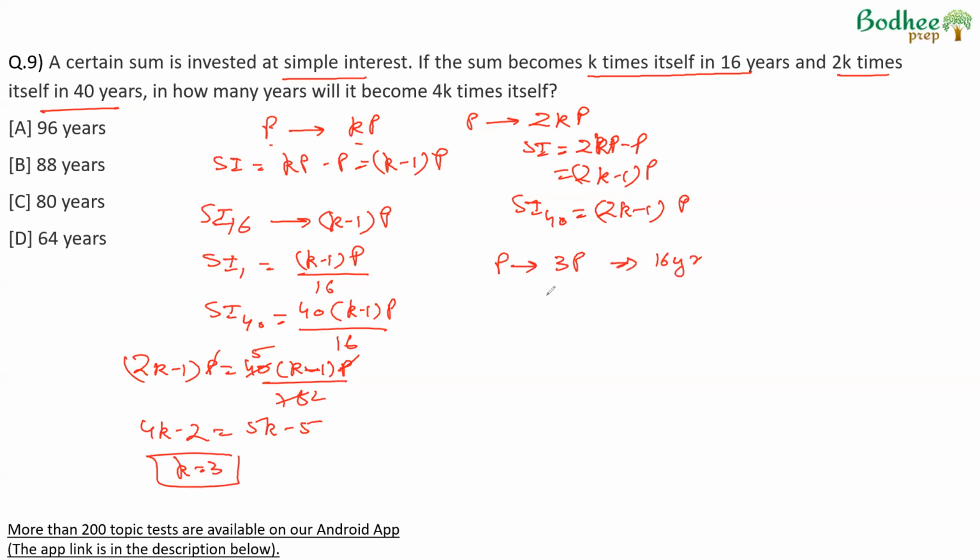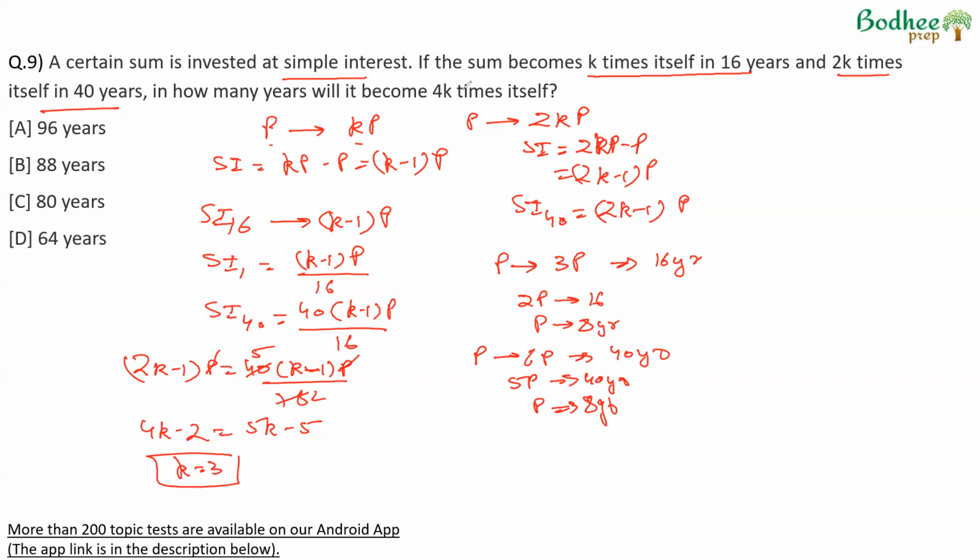which means we get 2p interest in 16 years, or p interest in 8 years divided by 2. Similarly, p becomes 6p in 40 years, which means we get 5p, 6p minus p, interest in 40 years, divided by 5p interest in 8 years. As we can see, the numbers tally.